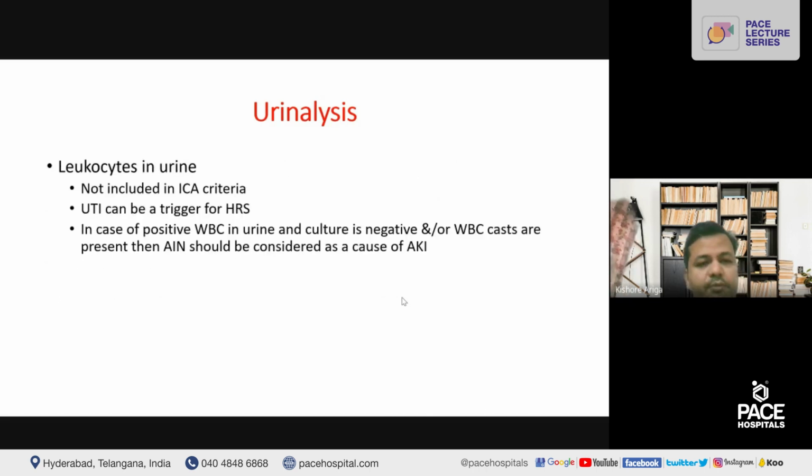Another important factor is the leukocytes in the urine, which is not mentioned in the criteria. Normally, leukocytes in the urine generally suggest urinary infection if the culture is positive, and this UTI can be a trigger of HRS. Or sometimes WBCs in the urine with WBC casts can be due to acute interstitial nephritis. So if the culture is negative and WBCs are there in the urine, and there is a history of drug exposure, we need to consider acute interstitial nephritis rather than HRS1.